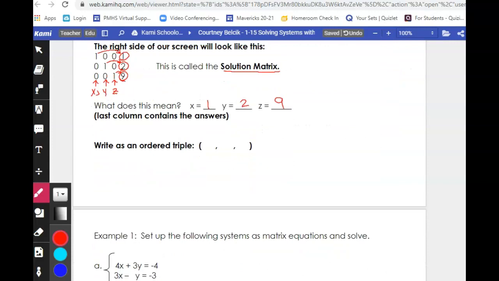So typically you want to go ahead and write your answer as an ordered triplet. Usually we call this an ordered pair, but because we don't have x comma y, just a pair of numbers, we have 3, we call it an ordered triplet. So x comma y and then comma z. It's basically an ordered pair with just an extra number. So your x value is 1, your y value is 2, your z value is 9.